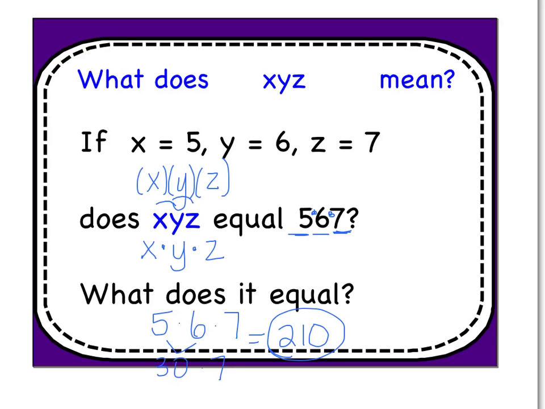In this case, we had 3 variables. We had 5, 6, and 7. We could plug them in and figure out what our answer is.